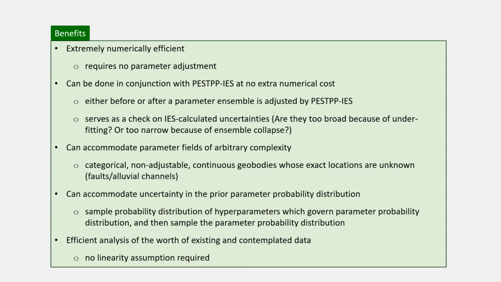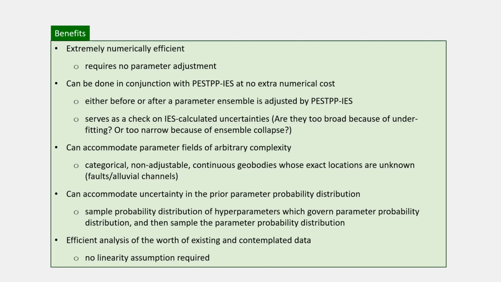The most obvious benefit is its extreme numerical efficiency. You only need a few hundred runs of the model. So that model can be very complicated, it can be slow running, but you only need a few hundred runs. You are not using that model as a basis for parameter adjustment. These 300 model runs are only used to construct the statistical model that enables information transfer between the measured past and the model future.